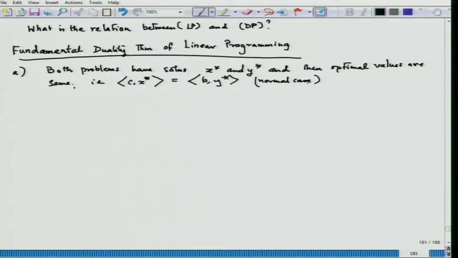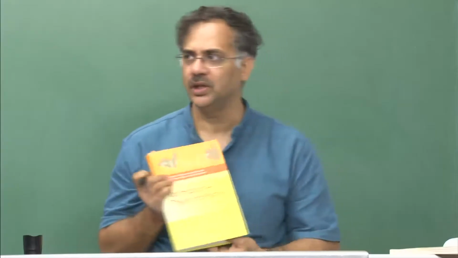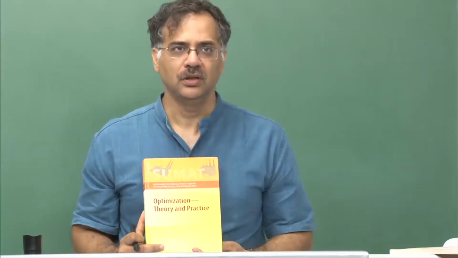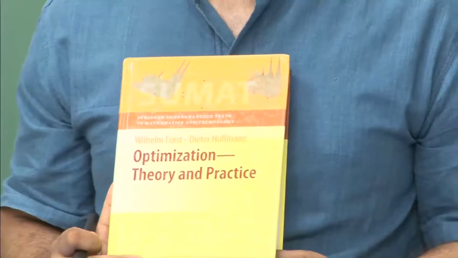So, the results that I am writing down here are from a book by Wilhelm Forst and Dieter Hoffmann called Optimization Theory and Practice. This is a very good book for anybody who intends to do graduate work in optimization. A lot of things to learn from this book, and this book can be used even by expert optimizers.